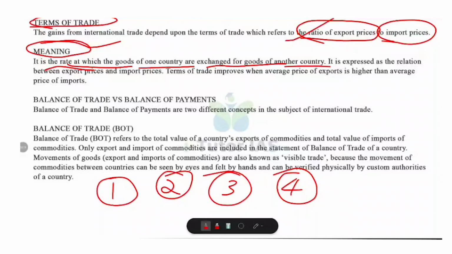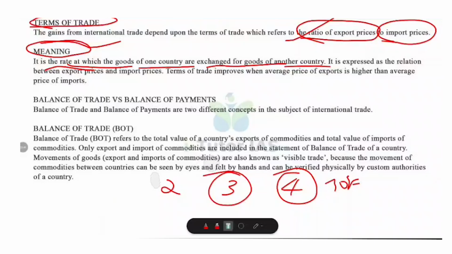So improvement in TOT occurs when the average price of exports rises relative to average price of imports, meaning the country can obtain more imports for the same quantity of exports. So we can write TOT as: TOT is equal to price index of export divided by price index of import into 100. Okay, hope you understand.